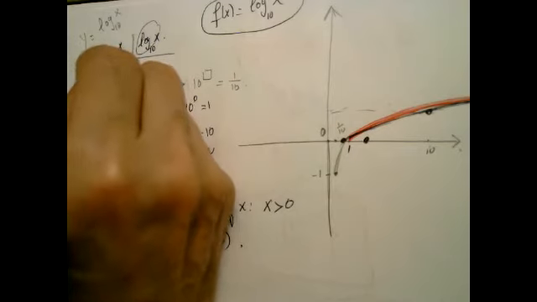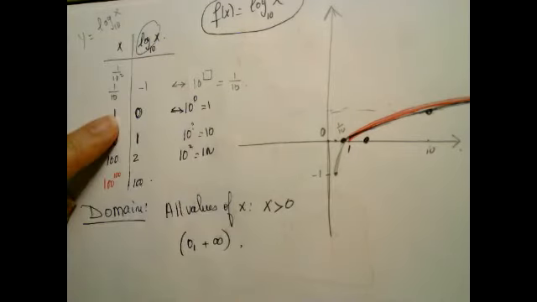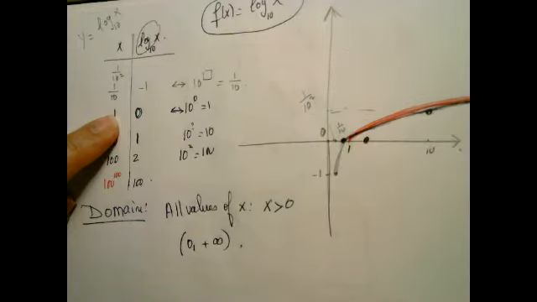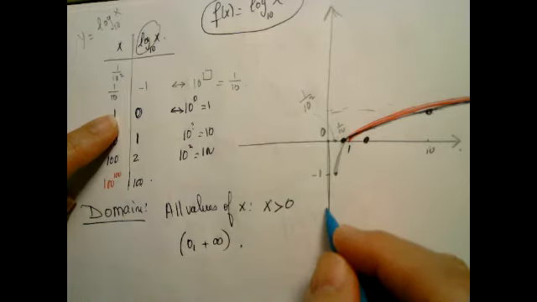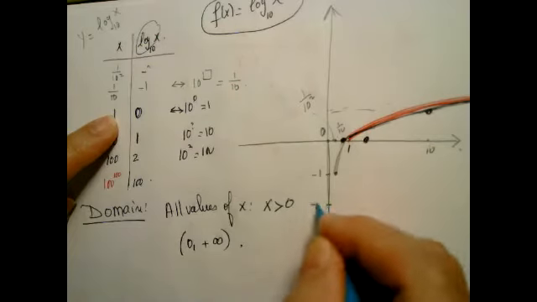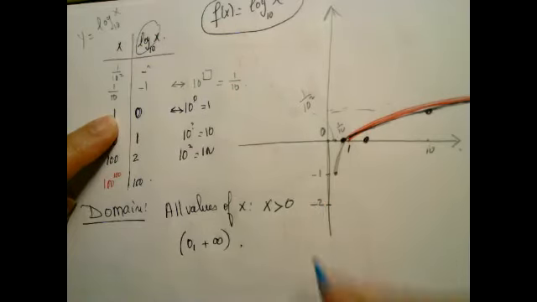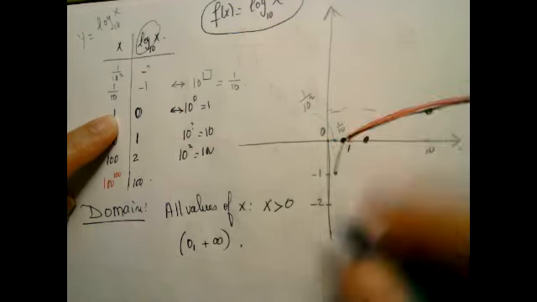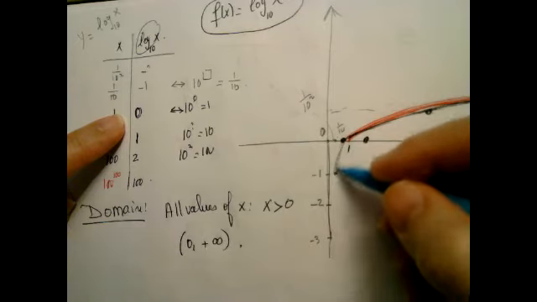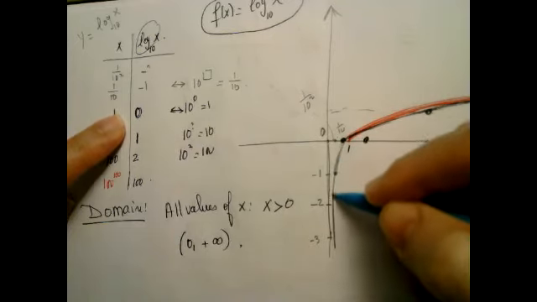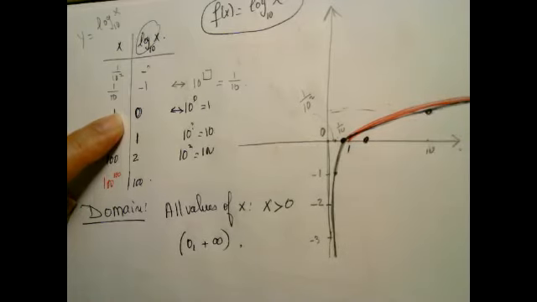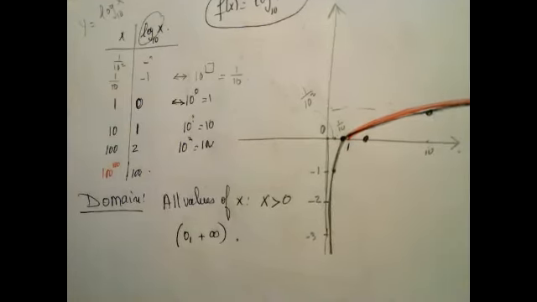So my function seems to be going like that. If I take something even closer to 0, 1 over 100, what should be my output? Negative 2. If I take 1 over 1,000, it is minus 3. So I can take smaller and smaller numbers, and my function seems to be going down and down and down. That's going to be the graph of my function.